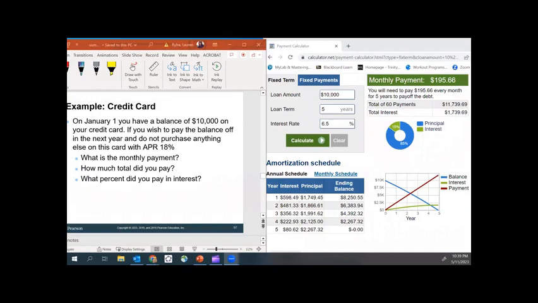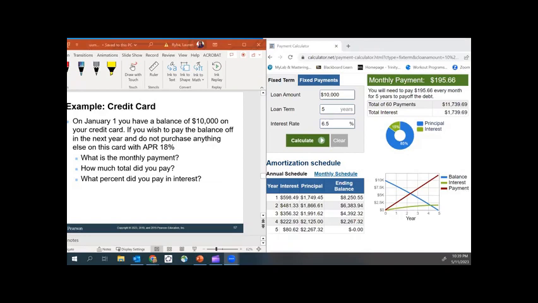On January 1st, you have a balance of $10,000 on your credit card. If you wish to pay off the balance in the next year and do not purchase anything else on the card with an annual percentage rate of 18%, what would be the monthly payment? How much total did you pay? And what percent of that was paid in interest?